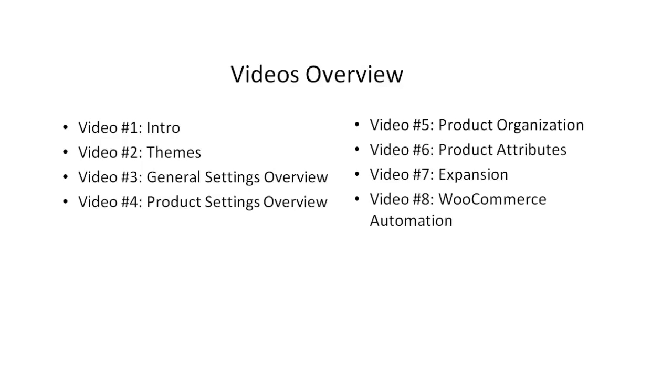Video 1 is the introduction. Video number 2, we're going to talk about how to get access to WooCommerce themes. Video number 3, we'll talk about the general settings overview. Video number 4, we'll talk about the product settings overview. Video number 5, we'll talk about how to organize your products. Then in video number 6, we'll talk about product attributes. Video number 7, we'll talk about expansion. And of course, video number 8, we'll talk about how to automate WooCommerce tasks.